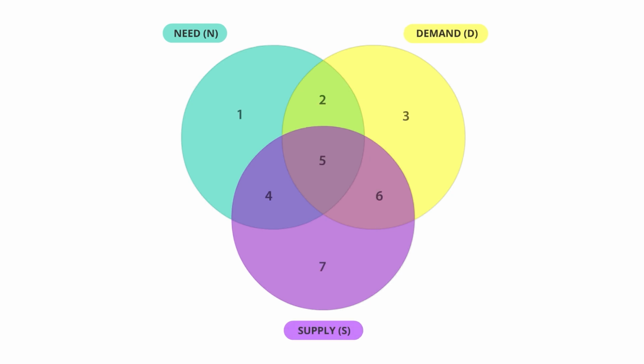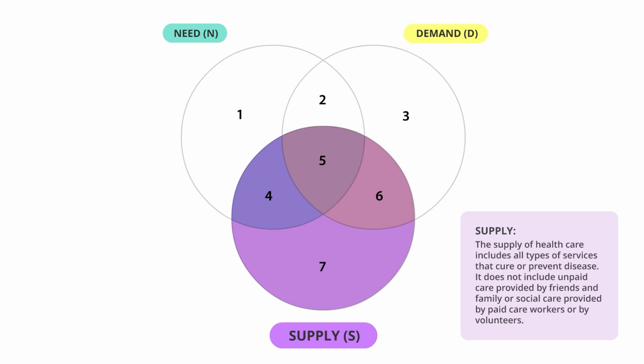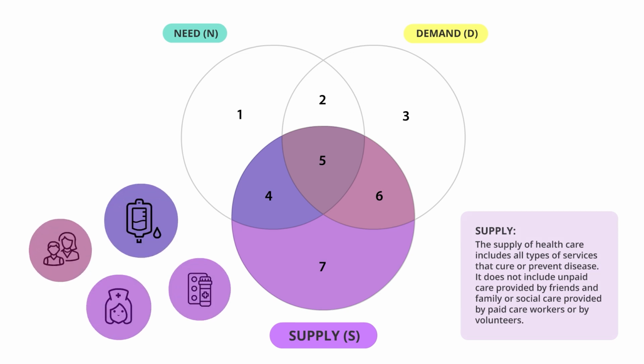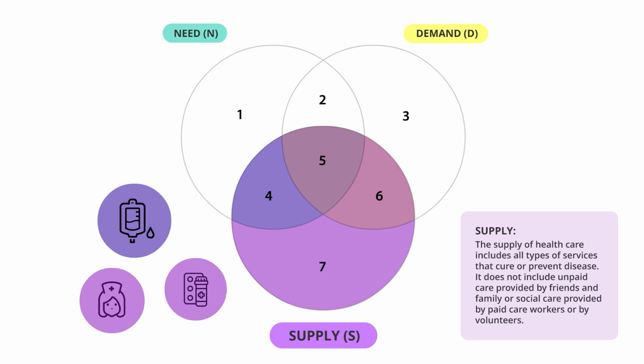Here's a Venn diagram showing need, demand, and supply. This generates 7 distinct areas. Let's first look at supply. The supply of healthcare includes all types of services that cure or prevent disease. It does not include unpaid care provided by friends and family, or social care provided by paid care workers or by volunteers. The supply of healthcare varies over time and across different parts of a country.